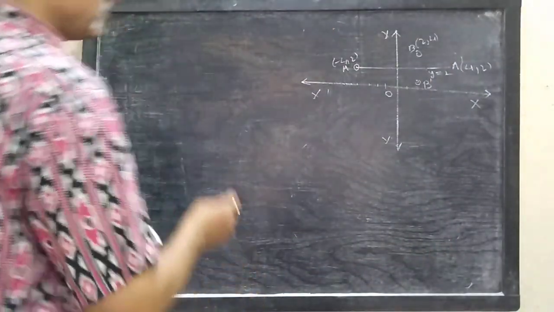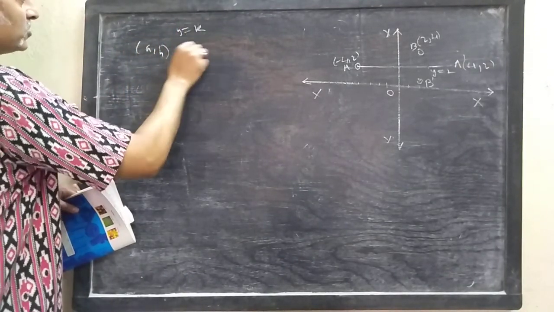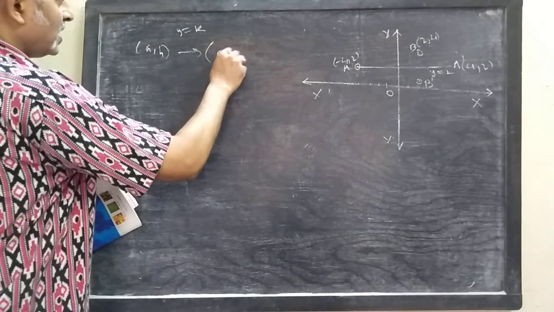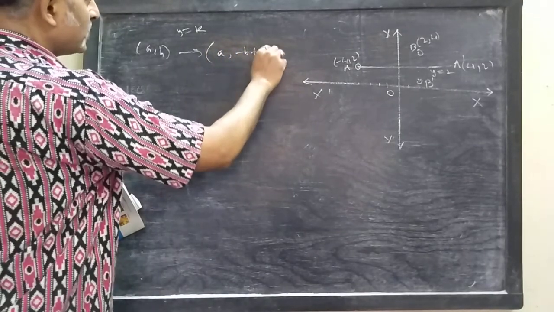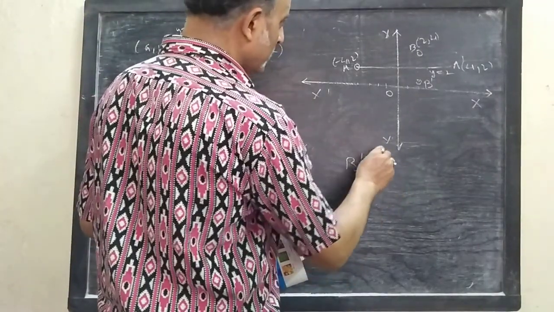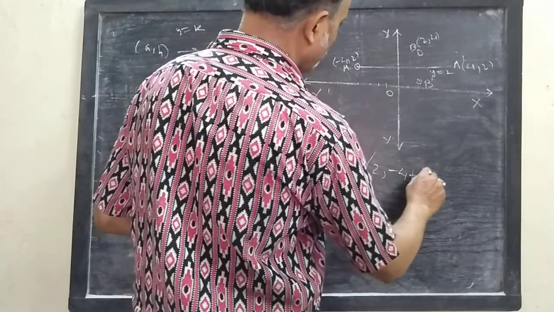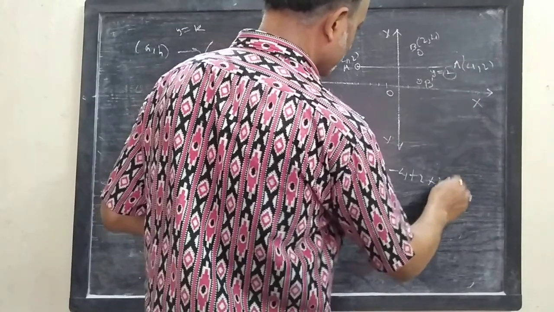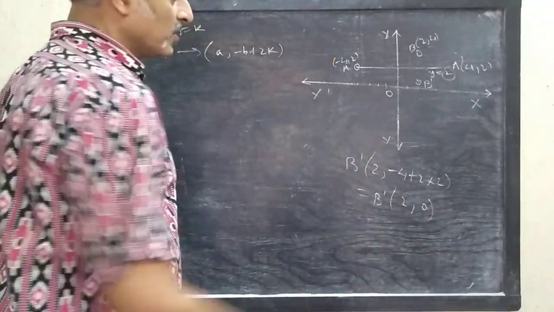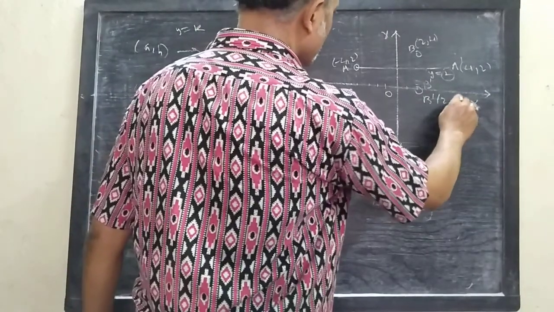Now recall the formula. When (a, b) is reflected in the line y equals k, its abscissa remains fixed, that is a, but the ordinate becomes minus b plus 2k. So here the coordinates of B dash will be: abscissa remains fixed, 2; ordinate will be minus 4 plus 2 into k, which is 2. So B dash becomes (2, 0). So the B dash point will be on the x-axis. B dash (2, 0).